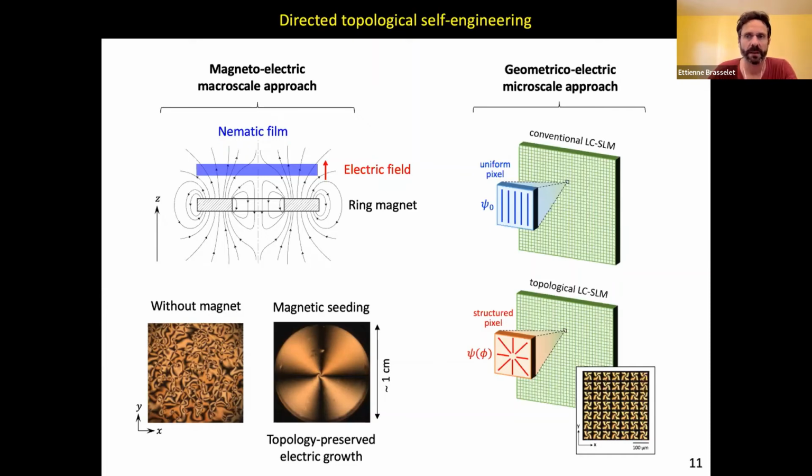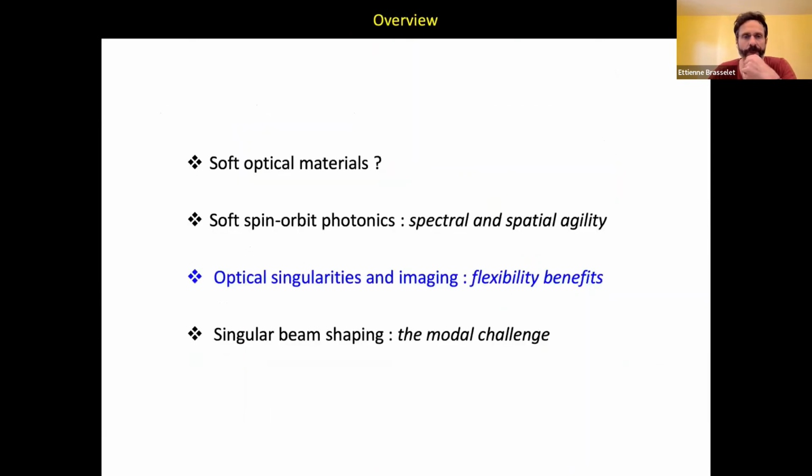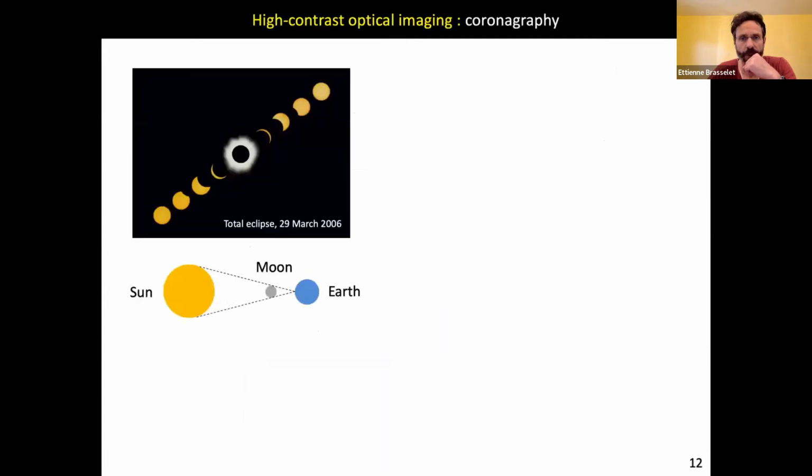And I will illustrate at the end of this presentation an example of use in an imaging context for both the macroscopic approach and this microscopic pixelated approach, just to highlight the flexibility benefits of using a soft self-engineered approach. So the first example is imaging the sky at night. You want to look at, for instance, the corona of the sun, and for that you are simply blinded by the sun itself. And for that you need to block the main sunlight to enjoy the corona.